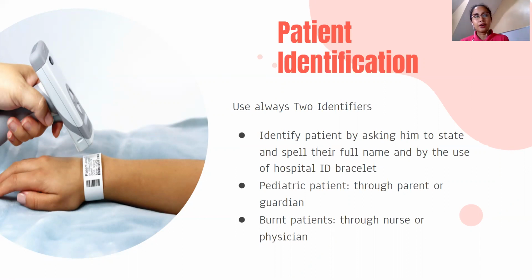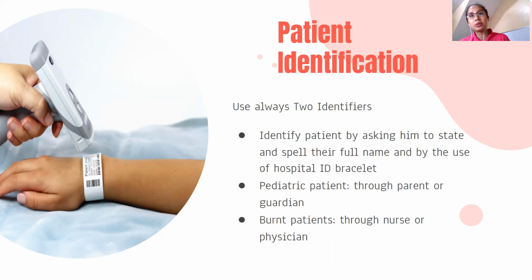So if the patient is unconscious, please ask the nurse in the station, the attending nurse, the attending doctor, what's the name of the patient, and ask the relative for the complete name, and allow them to confirm for you. So for example, if they are unconscious, sleeping, or if they are burnt patients, you ask through the nurse or the physician. If the patient is completely burnt, class, or pediatric, the young patients, you ask the parent, the guardian, or the nurse.